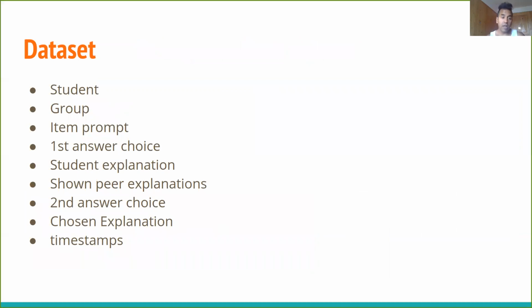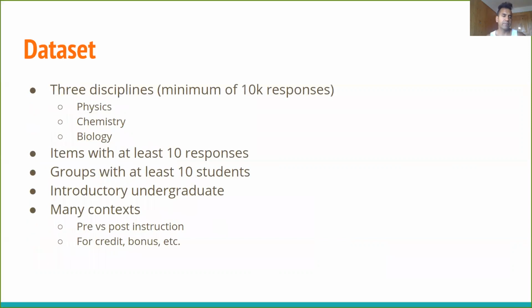So our data set will have the standard fields: the student, the question, their first answer choice, their second answer choice, what they wrote, what they chose as most convincing. You'll have the associated timestamps, but you'll also have what group, and we'll be talking about the groups a little bit because there is a teacher effect when you use a platform like this. How the teacher engages the students and uses the platform will have an impact on the data that's generated.